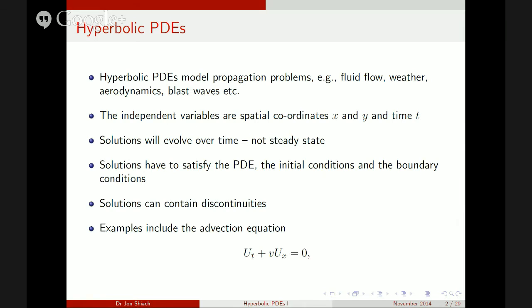The independent variables for hyperbolic PDEs are the spatial coordinates x, y, and if you extend to the third dimension, z, and also time. So this is where they differ from the elliptic PDEs. Elliptic PDEs didn't have time as an independent variable; you had steady state solutions. Hyperbolic PDEs do have time. What this means is that solutions do not stay steady, they don't stay constant. The solutions will change over time.